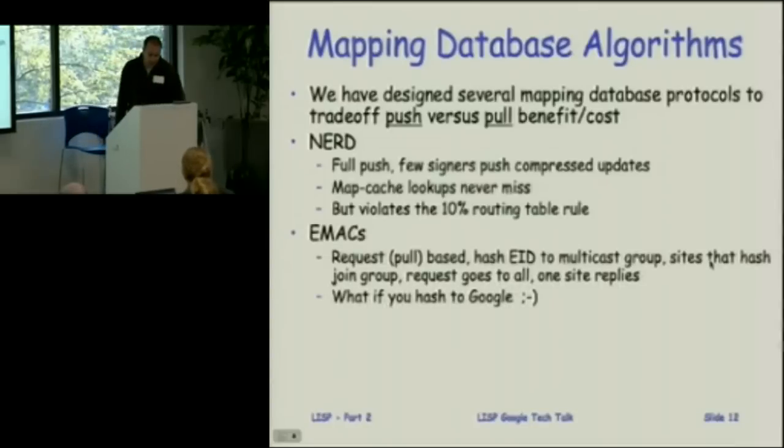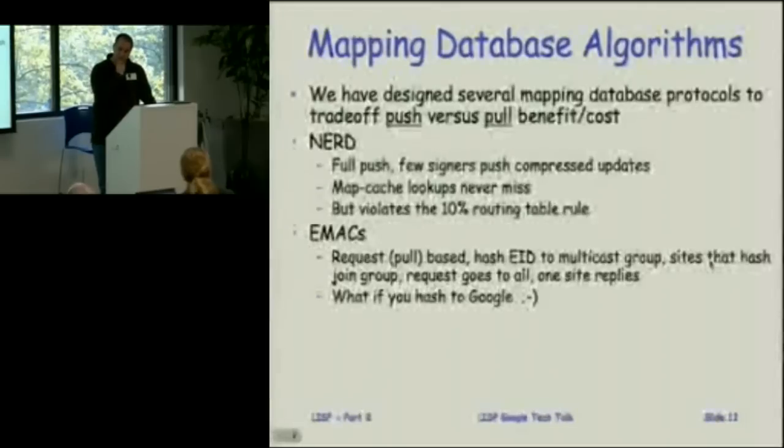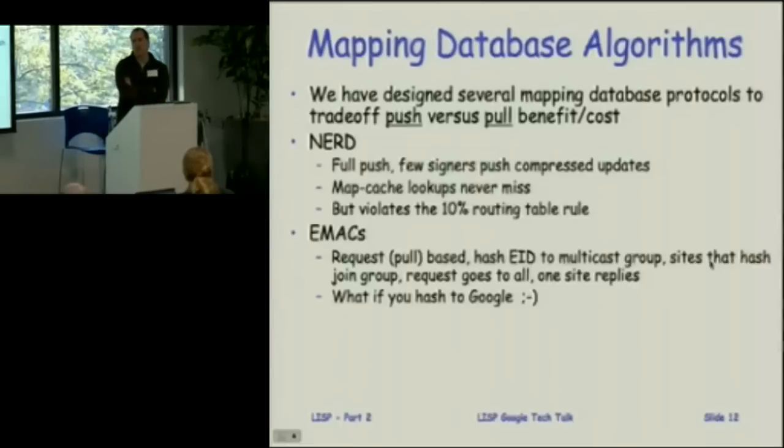We have something called EMACS where we say, let's try pull, but let's do intelligent pull. Maybe we can take the EID and hash it to a multicast group. And then all the ETRs, the decapsulators, join that multicast group, and then I can send a map request to the group when I need that information. Of course, a bunch of people will get it which are not that destination EID, but the one who is will be the one who can send the map reply back giving me the information I need.